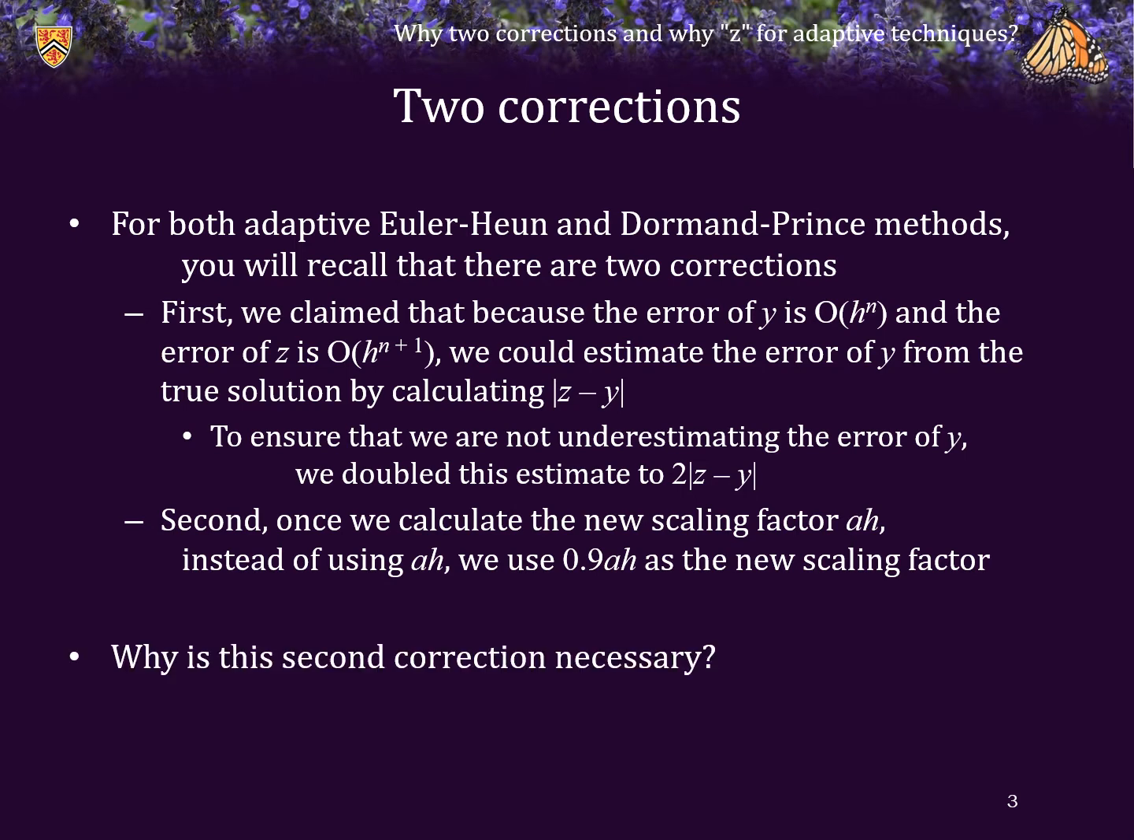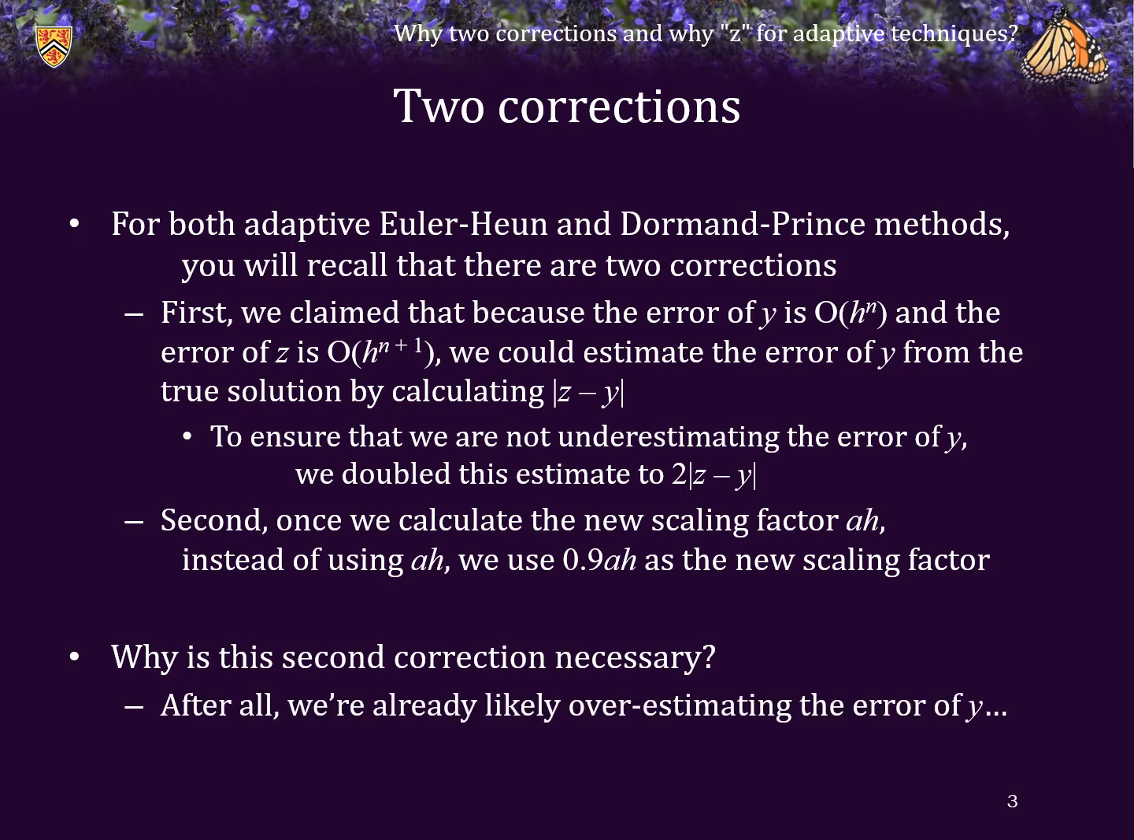Why is this second correction necessary? After all, we're already overestimating the error of y. So why do we now have to use a smaller step size than we normally would need to?